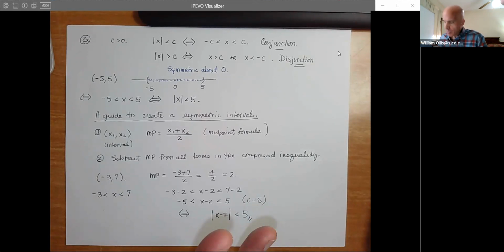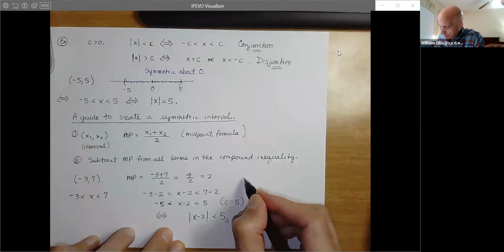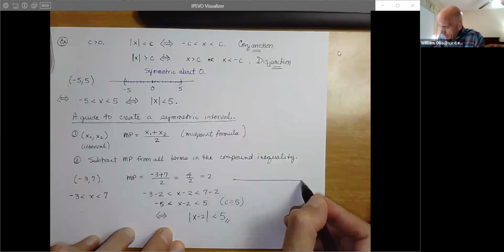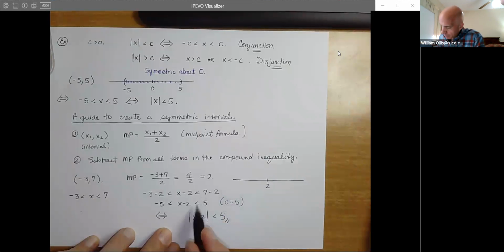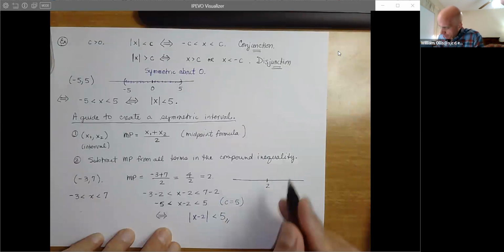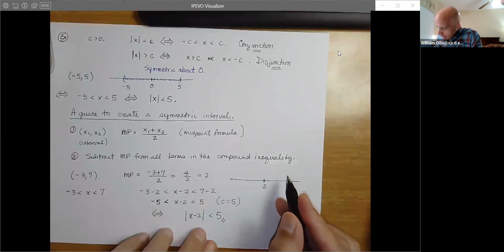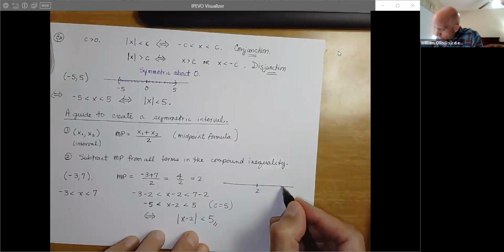So let's go ahead and write it. We have our 2, and then we've got 7, in this case, 7 and a -3. So I'll just kind of go over equidistant.